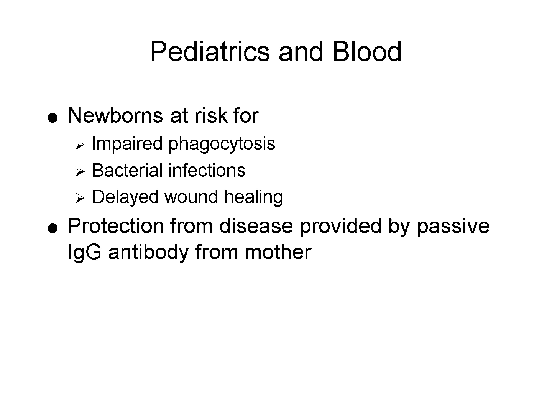Newborns are at increased risk for infection due to immature immune function. Their ability to perform phagocytosis is limited, which affects their response to bacterial threats. Wound healing is also slower during this stage. Fortunately, maternal antibodies, specifically IgG, are transferred across the placenta and provide temporary passive immunity. This early protection is crucial until the infant's immune system fully matures.